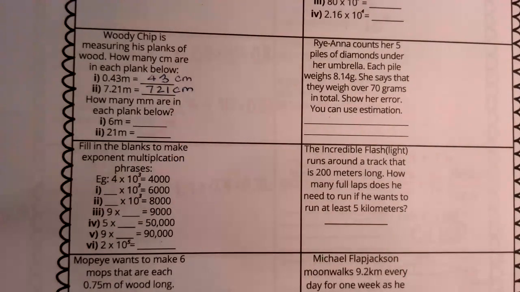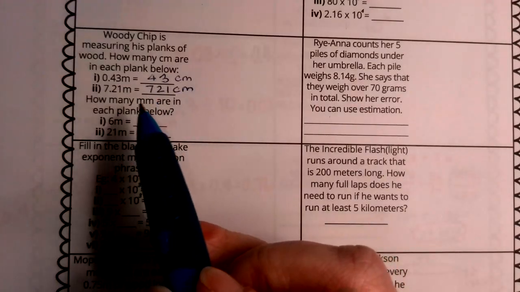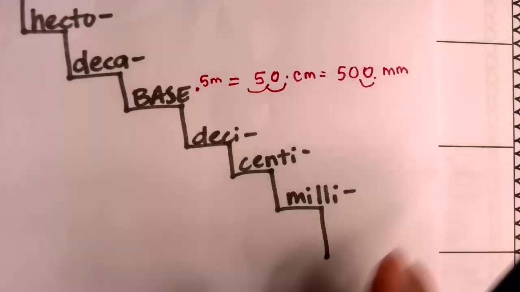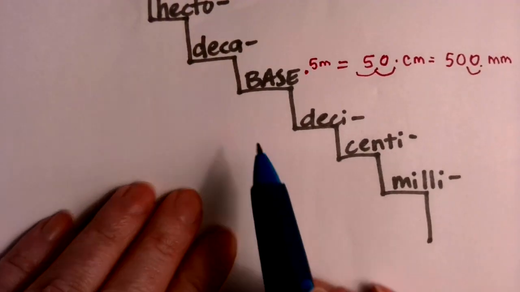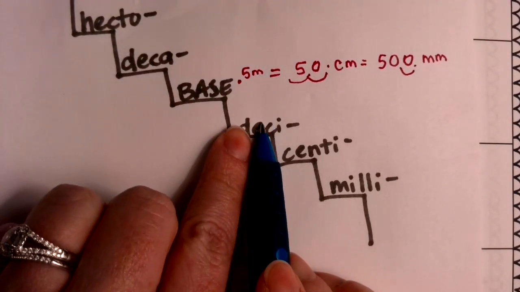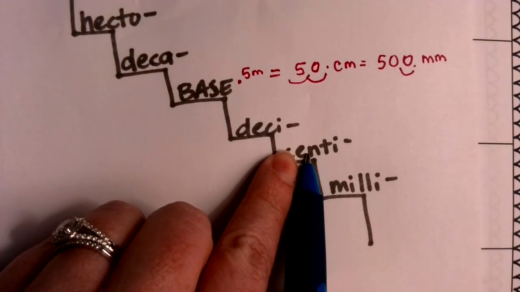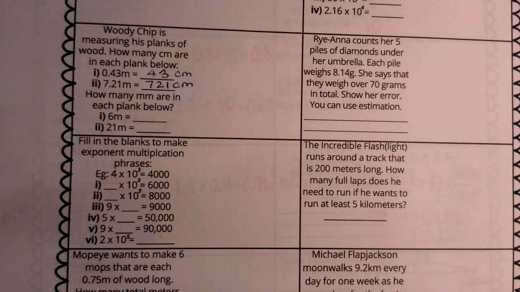Okay, now we're asked how many millimeters are in each plank below. Notice we're going to do something very different. We're going to go from meters to millimeters. So now we're multiplying by an additional group of 10. We go from meter to deci, that's times 10, to centi, that's times 100, to milli, that's times 1,000.